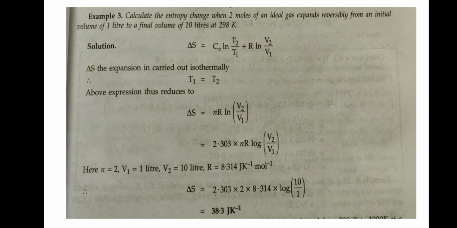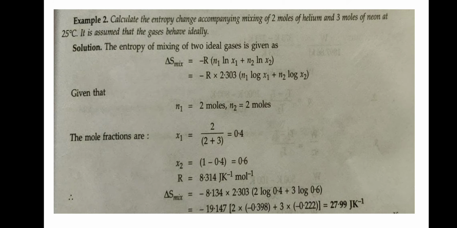To make it to the natural log, multiplying it with 2.303 and finally putting the values. We are using the value of R as 8.314 joule per Kelvin per mole. Now the next example.